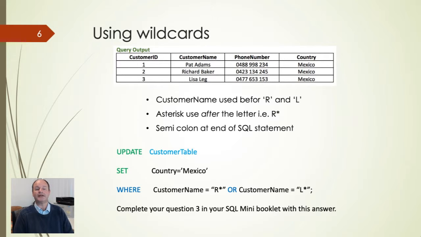The where row is a little more complicated as we need to include another keyword, or. So any names beginning with R or L will have their country changed to Mexico. Please notice several features. Firstly, the field name customer name is used twice for the R and L. Secondly, the asterisk is placed after the letter R and L. And this is saying we are looking for any words beginning with an R or an L.